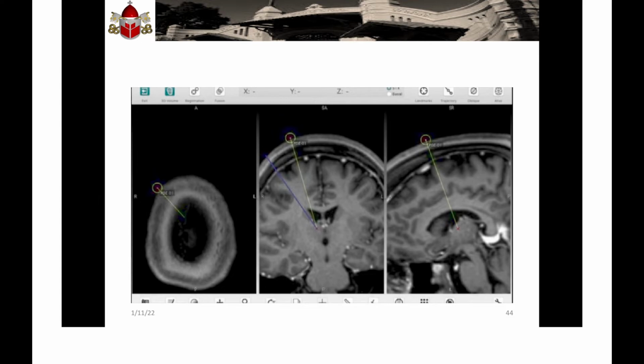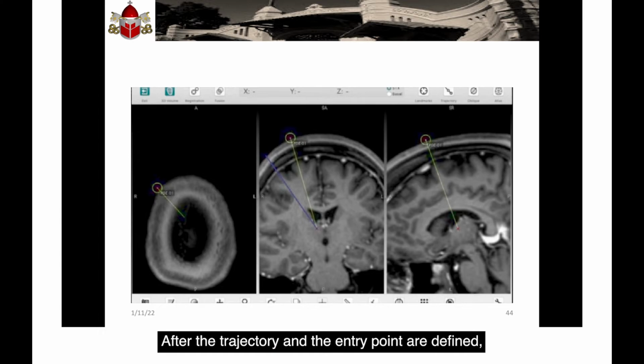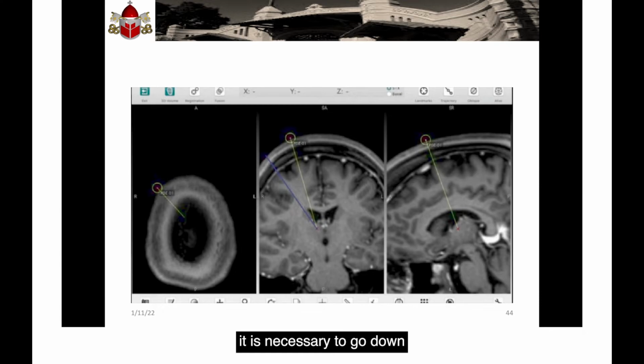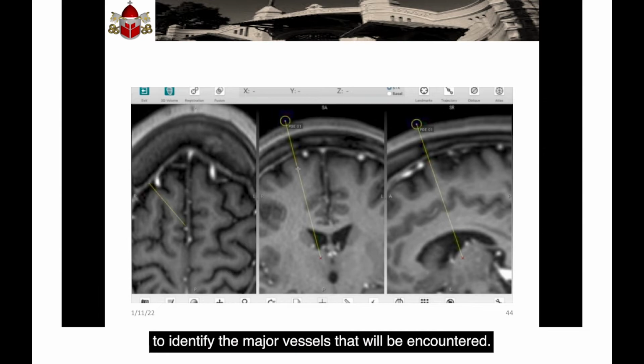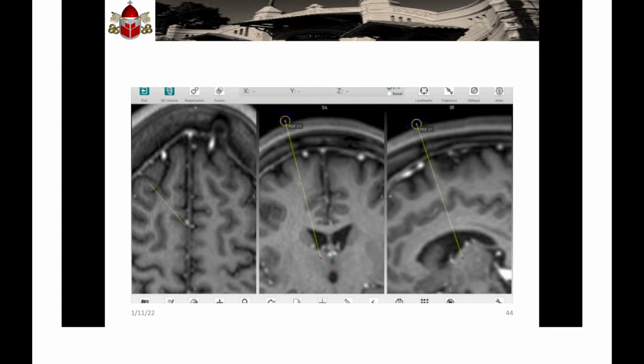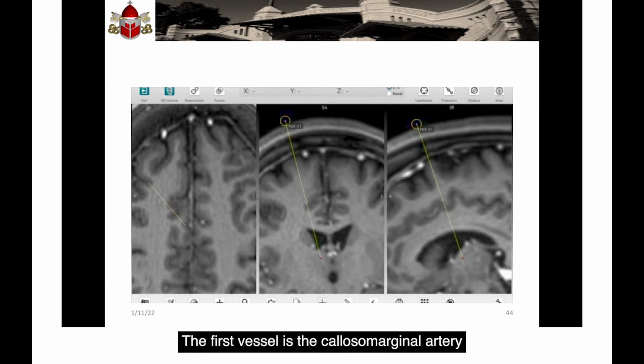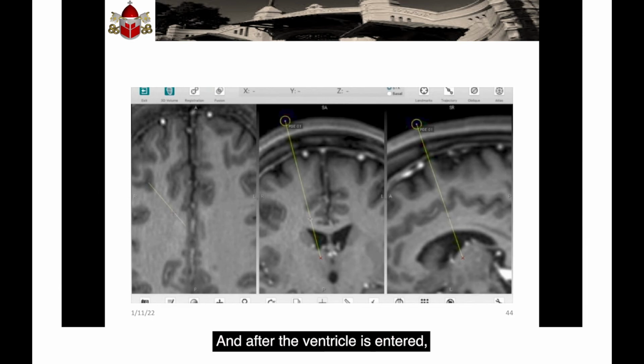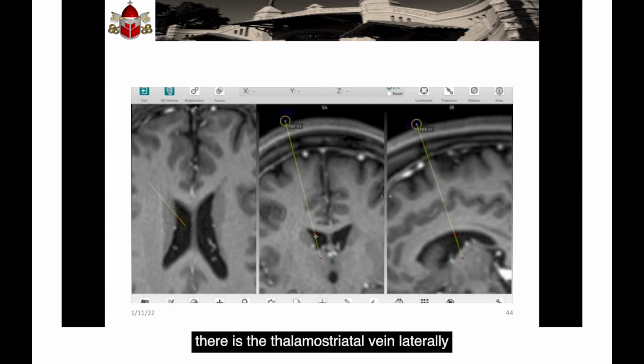After the trajectory and the entry point are defined, it is necessary to go down from the cortex to the parenchyma to identify the major vessels that will be encountered. The first vessel is the callosal marginal artery that may limit the trajectory immediately, and after the ventricle is entered, there is the thalamostriate vein laterally and the superior choroidal vein medially.